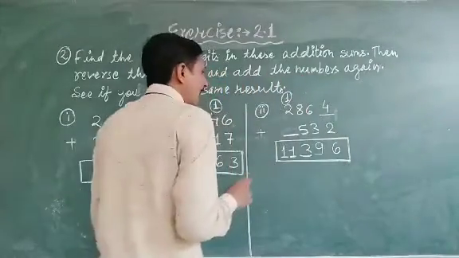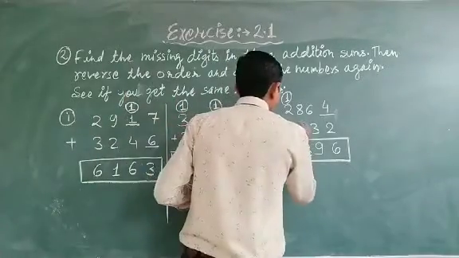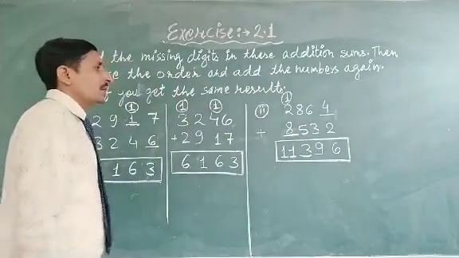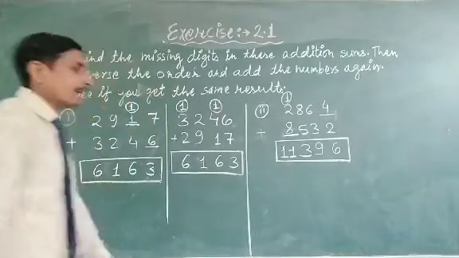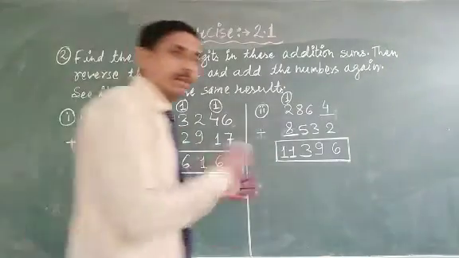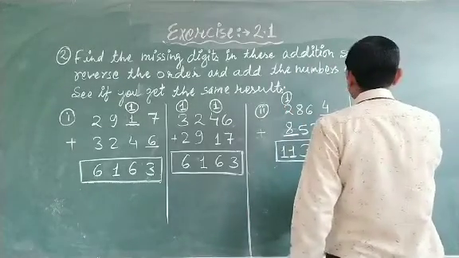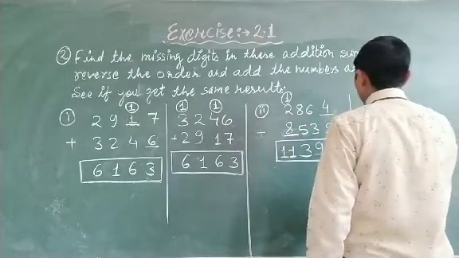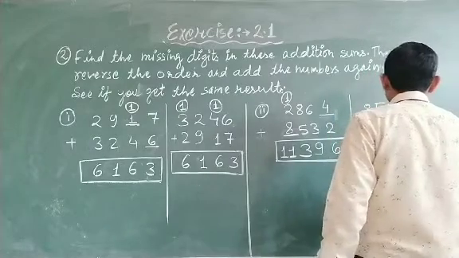And how much is added in 3 to get 11? That is 8. So our answer is 8. So our missing digits are here 4 and here 8. Now what we have to do? We have to reverse the order. Now reverse the order. That is 8, 5, 3, 2 plus 2, 8, 6, 4.